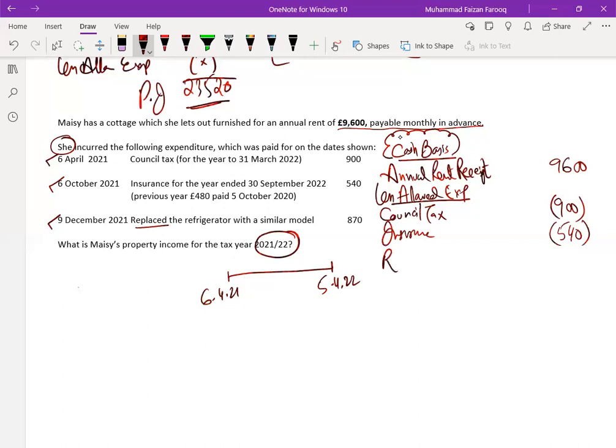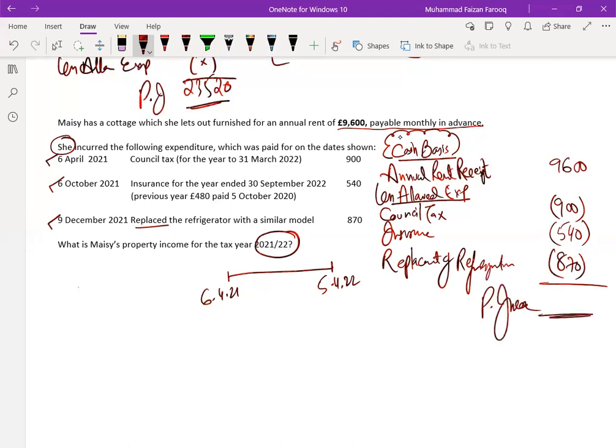Replacement. We learned a rule. Replacement of refrigerator: if it is an improvement, it's not allowed. If there is no improvement, it's allowed. What do you think? It's a refrigerator with a similar model, so it would be allowed. We will get the property income.